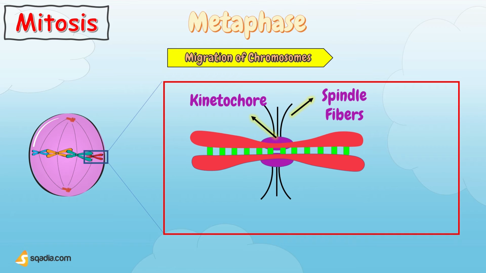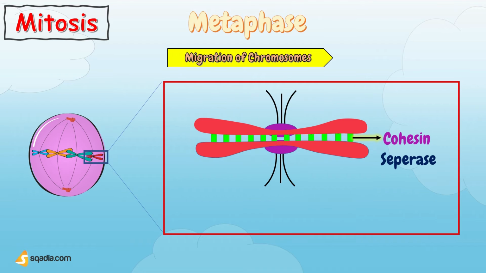Once properly attached to the spindle fibers, cohesin is degraded by an enzyme, appropriately named separase, and the sister chromatid arms disjoin, except at the centromere region. A unique protein family called shugoshin protects cohesin from being degraded by separase at the centromeric regions.